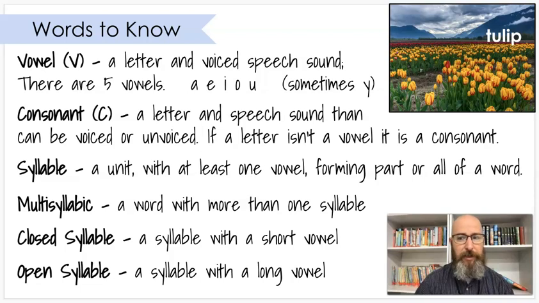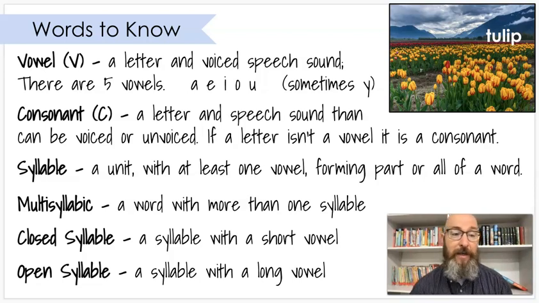Multisyllabic, I've already used this word a couple times. You probably already know what it means. A multisyllabic word is a word with more than one syllable. The prefix multi means many. The root syllabic talks about syllables, so multisyllabic would mean many syllables. So if it has more than one, if it has 2 or more, that's many, so it's multisyllabic. So 2, 3, 4, 5 syllables, all multisyllabic.